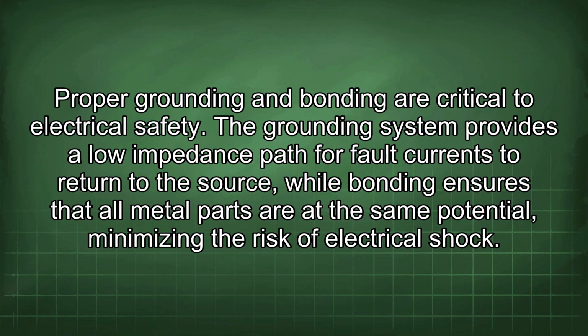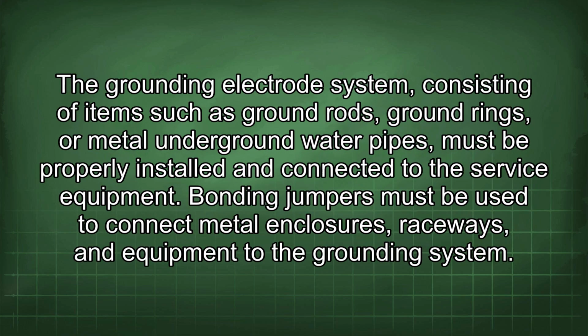Proper grounding and bonding are critical to electrical safety. The grounding system provides a low impedance path for fault currents to return to the source, while bonding ensures that all metal parts are at the same potential, minimizing the risk of electrical shock. The grounding electrode system, consisting of items such as ground rods, ground rings, or metal underground water pipes, must be properly installed and connected to the service equipment. Bonding jumpers must be used to connect metal enclosures, raceways, and equipment to the grounding system.